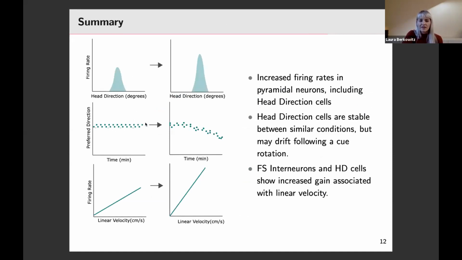We found some evidence, which I will explore in future research a bit further, but some evidence that head direction cells from TG animals tend to drift following a cue rotation, and also that head direction cells and fast spiking interneurons tend to have an increase in their modulation for linear velocity.